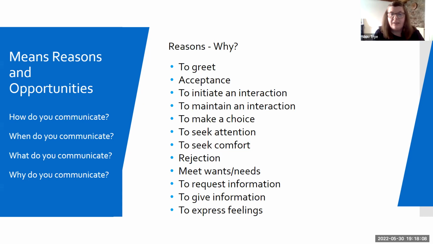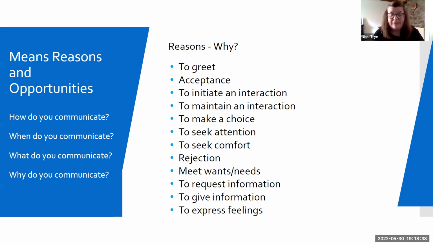And then this is the reasons as to why. I think what's interesting about this page is often some of our young people, if they're having a bit of a tricky moment, may use different ways to communicate with us, but actually it could be because they are expressing their feelings, it could be to seek attention, it could be to initiate an interaction.